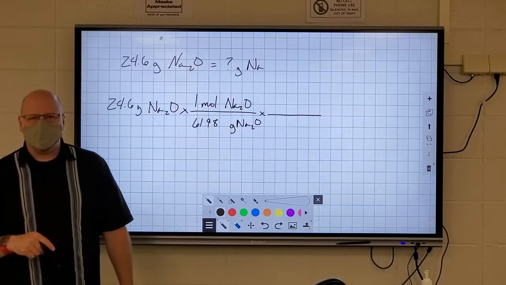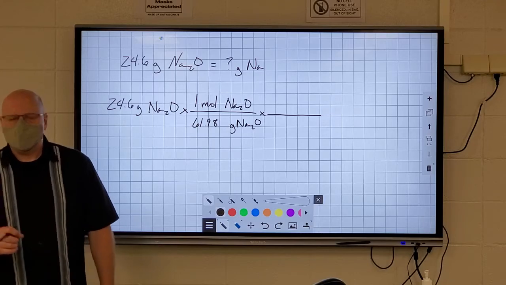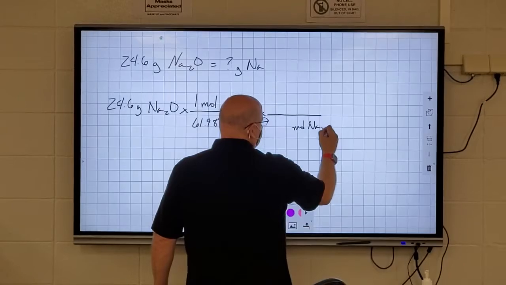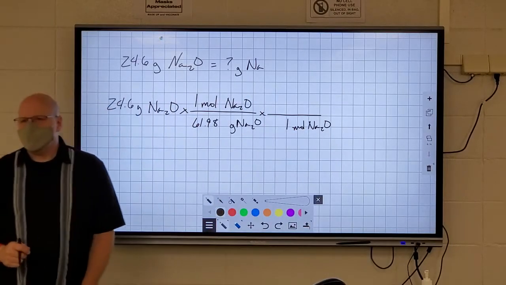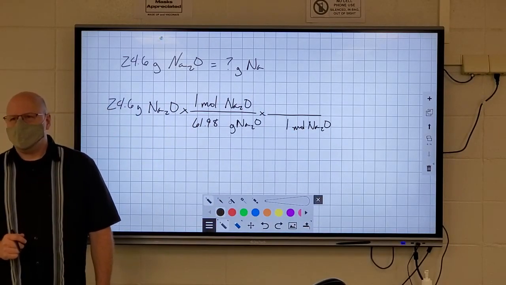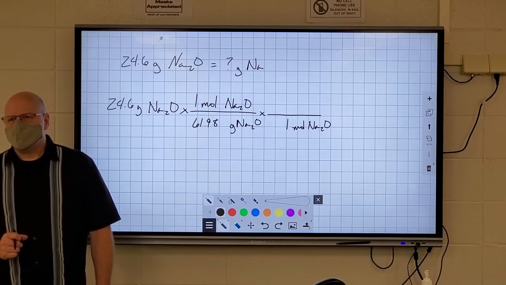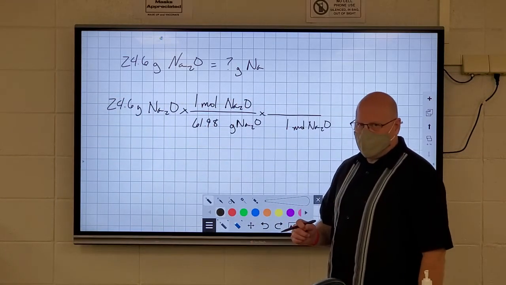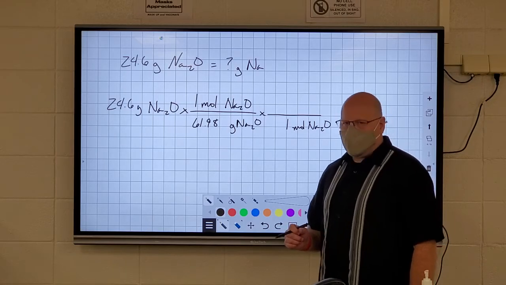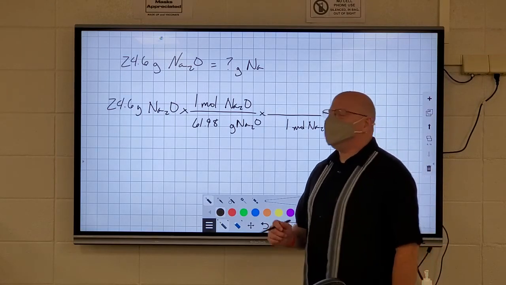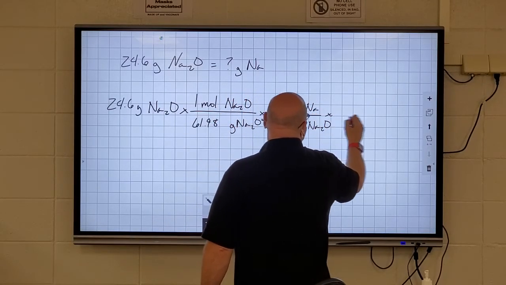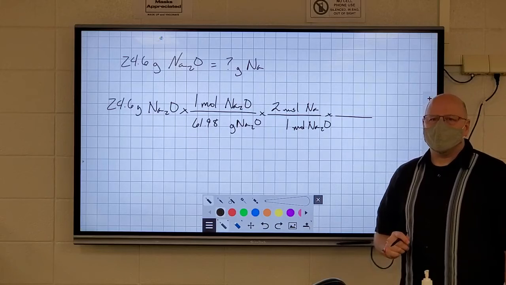What's going on our next blank on the bottom? Well, at least mole of sodium oxide. Yes, right now it's going to be 1. Now, Lexi, what's going on top? This is going to be moles of sodium. How many? 2. Why? Because there's 2. And now what?